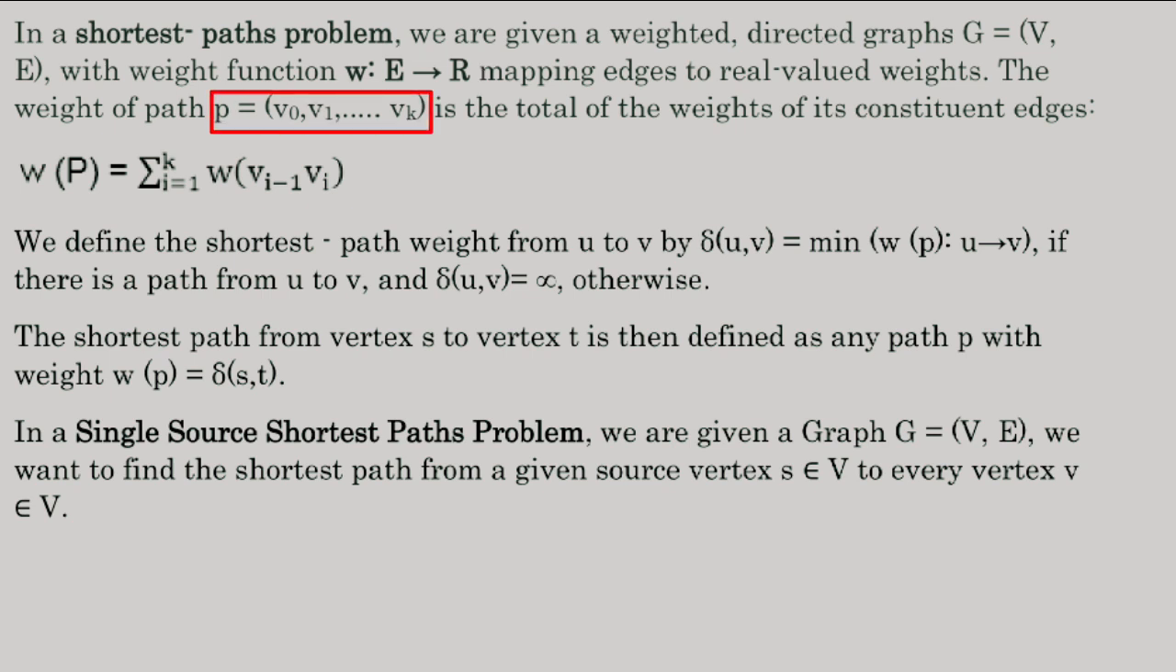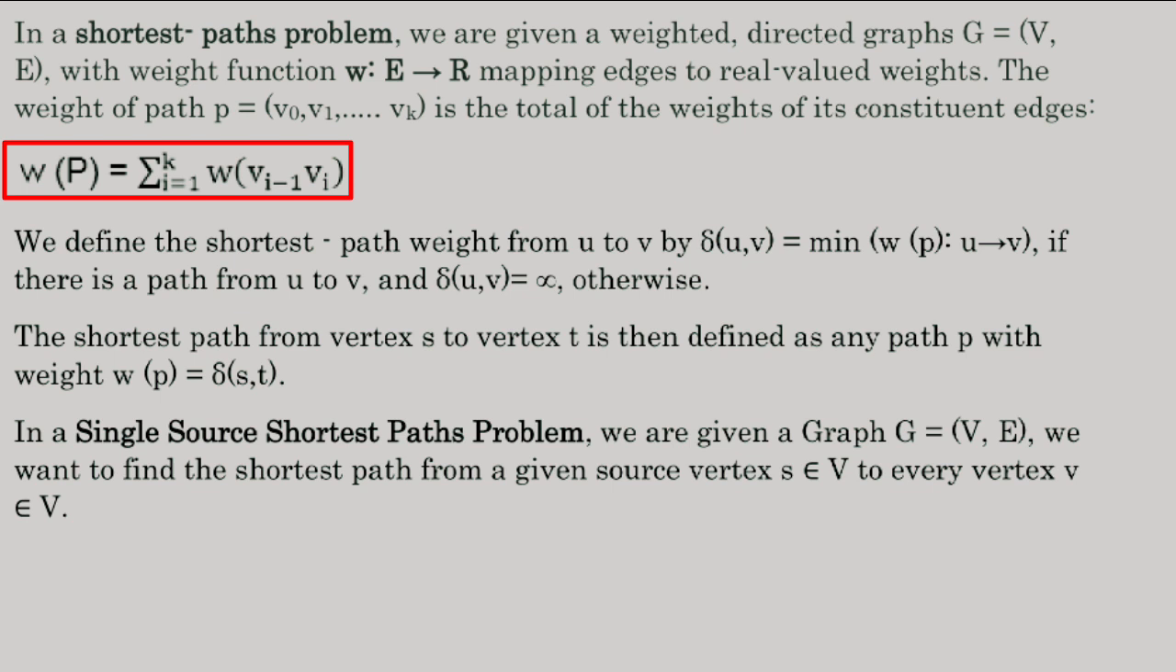Now let's consider the path P equal to V0, V1, etc. up to Vk. The meaning of this representation is that P is a path from vertex V0 to Vk, and there is an edge from V0 to V1, another edge from V1 to V2, from V2 to V3, and so on up to Vk. In short, the intermediate vertices V1 to Vk minus 1 are written in the same order as they appear in the path from V0 to Vk. So if you want to find the weight of this path, all you have to do is find the sum of the weights of all the edges included in this path, which can be formally represented like this.